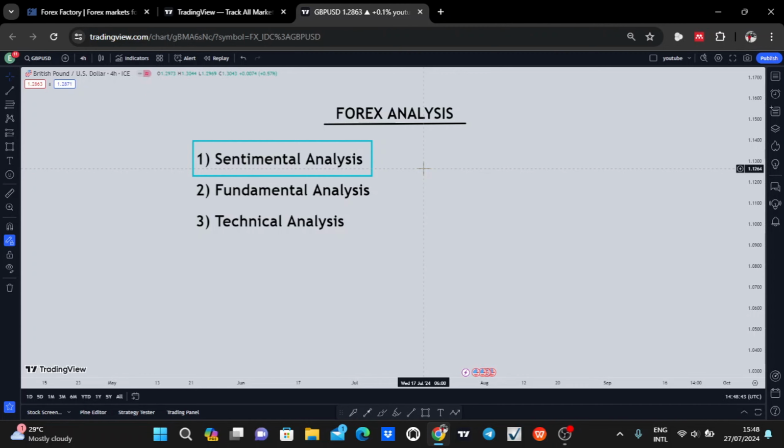Now let me give you a perfect example of a sentimental analysis in action. Remember when Donald Trump was the president of the United States? He was very active on Twitter, and occasionally he tweeted about the American economy. So immediately after he tweeted, you could see the impact on the markets. The chart starts moving with huge momentum. So that's an example of sentimental analysis.